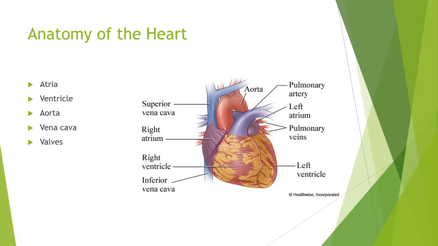The right atrium receives blood from the veins and pumps it to the right ventricle. The right ventricle receives the blood and pumps it to the lungs, where it is then loaded with oxygen. The left atrium receives the oxygenated blood from the lungs and pumps it into the left ventricle. The left ventricle, the strongest chamber, pumps this oxygen-rich blood to the rest of the body. The left ventricle's vigorous contractions create our blood pressure.